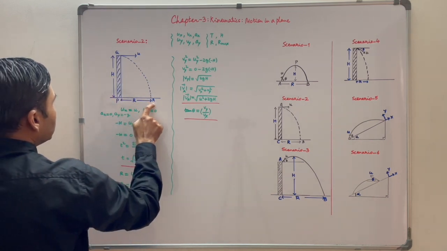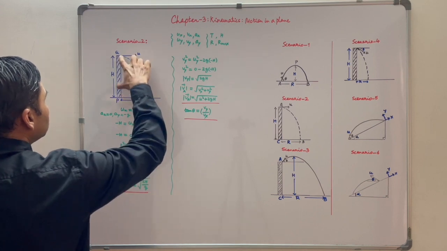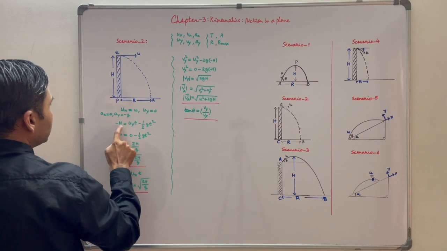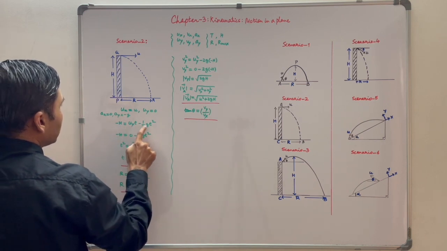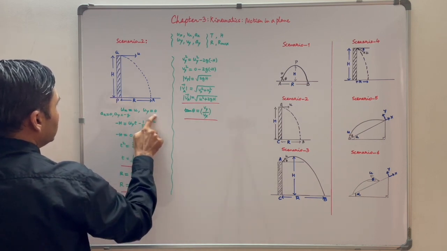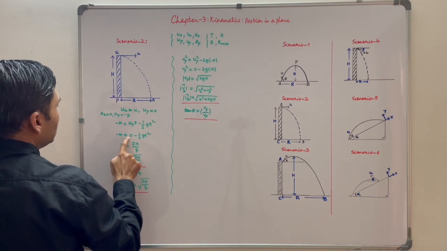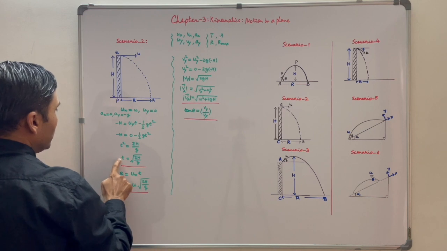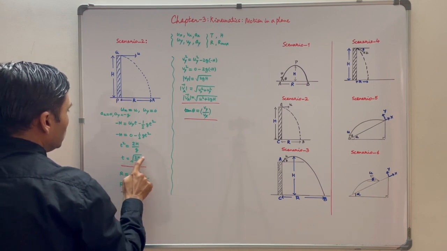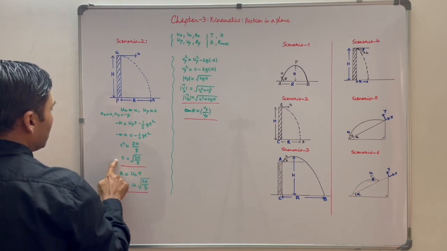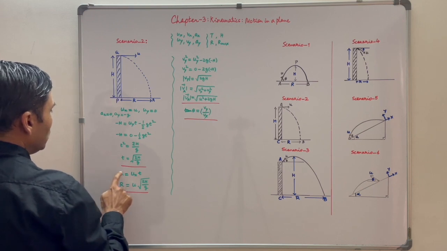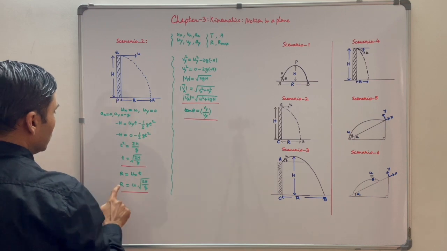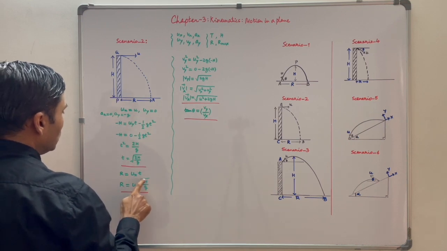When the particle hits the ground, vertical displacement is minus h as the particle is coming down. So minus h is equal to uy t minus half g t square. uy is 0, so minus h is equal to 0 minus half g t square. So t comes out to be equal to under root 2h by g. This is time of flight. Range is equal to ux into t. ux is equal to u. So range is equal to u under root 2h by g.